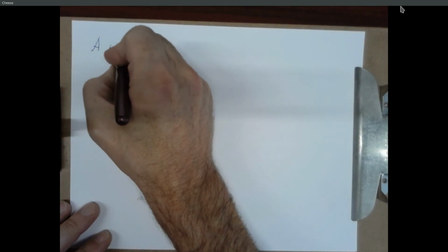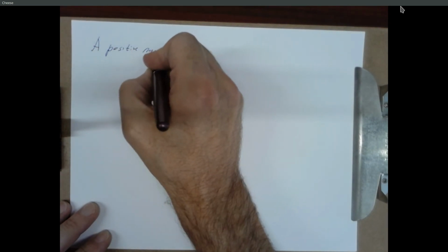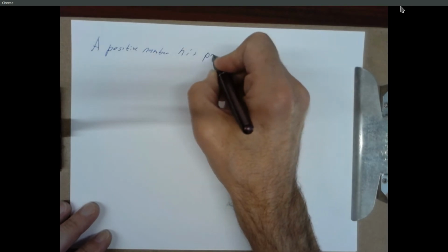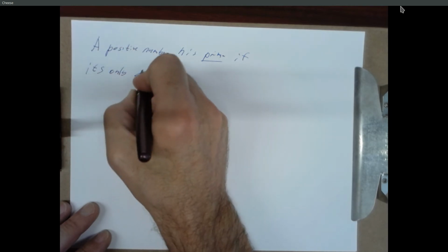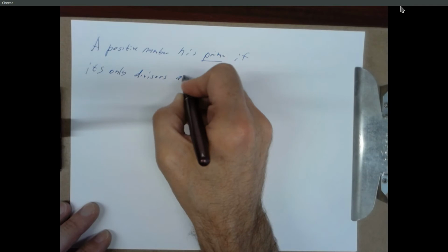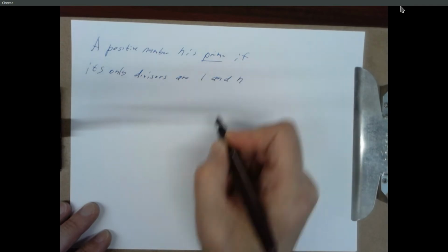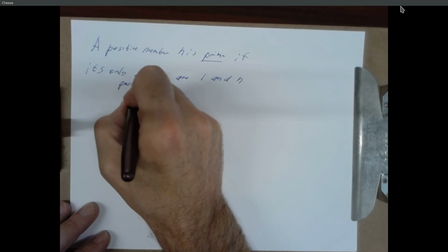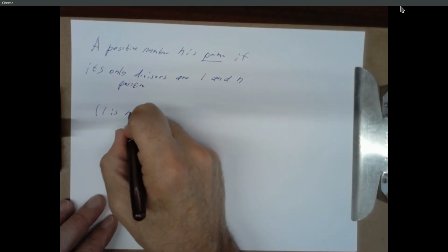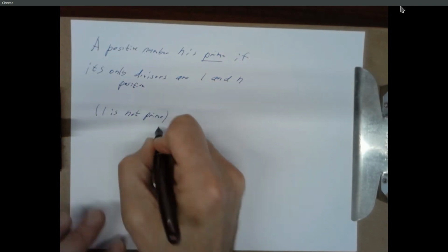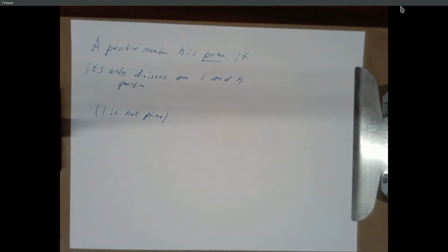So prime numbers, right? At least back to the Greeks. A positive number n is prime if its only divisors are 1 and n. Only positive divisors. And 1 is not prime, even though it fits that definition. So you might say a number n bigger than or equal to 2 is prime if its only divisors are 1 and n.